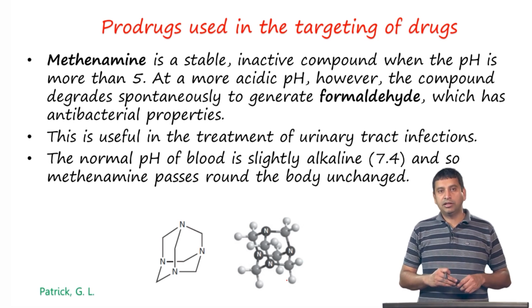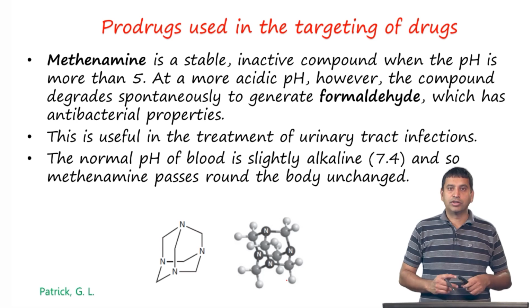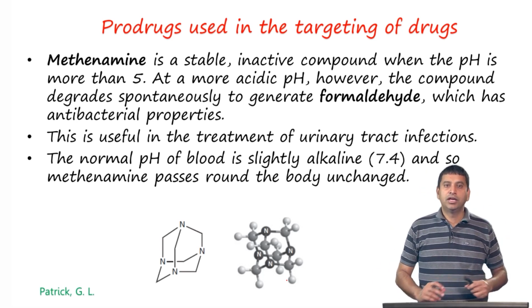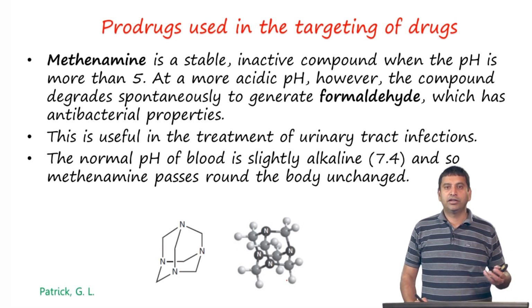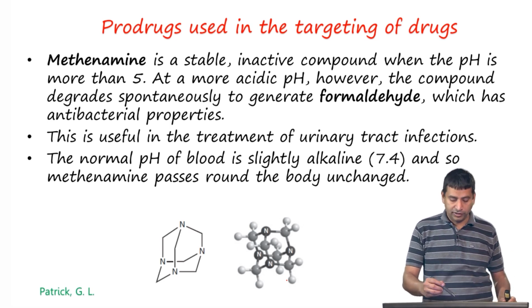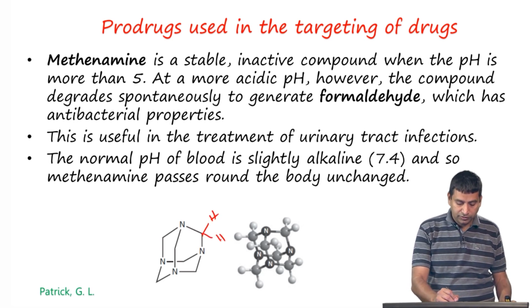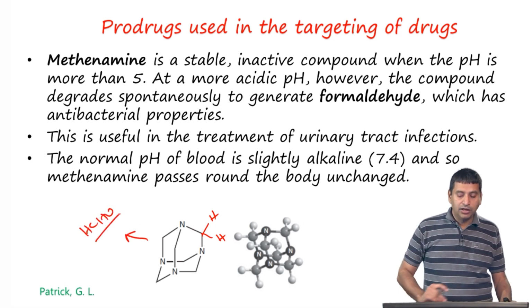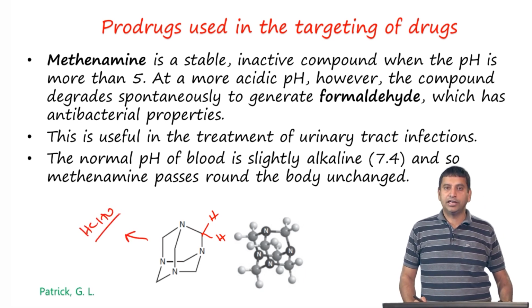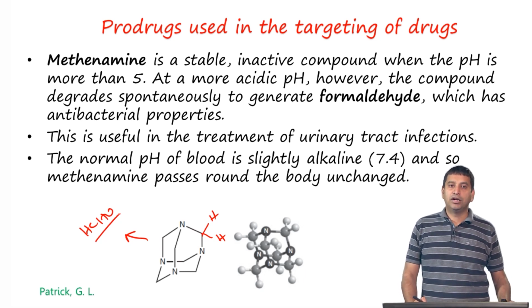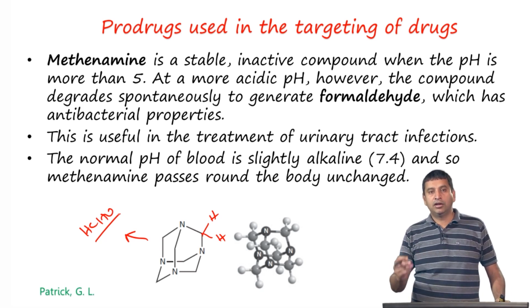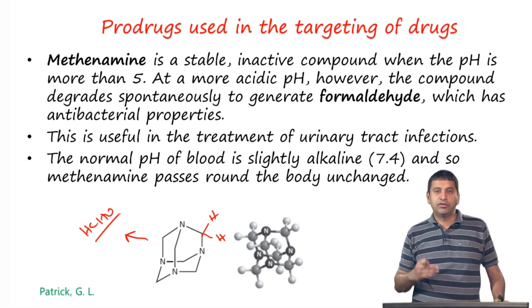So, the example here is methenamine, whose structure is shown here. It is a stable inactive compound when the pH is more than 5, okay? And when the pH becomes more acidic, then the compound degrades and produces formaldehyde. If you look at this molecule, it has a CH2 attached here, and this will degrade to produce formaldehyde. And formaldehyde is quite irritating, and it can be a little bit toxic. This molecule is used in urinary tract infections, because urinary tract infections involve mildly acidic conditions, and formaldehyde has antibacterial properties.